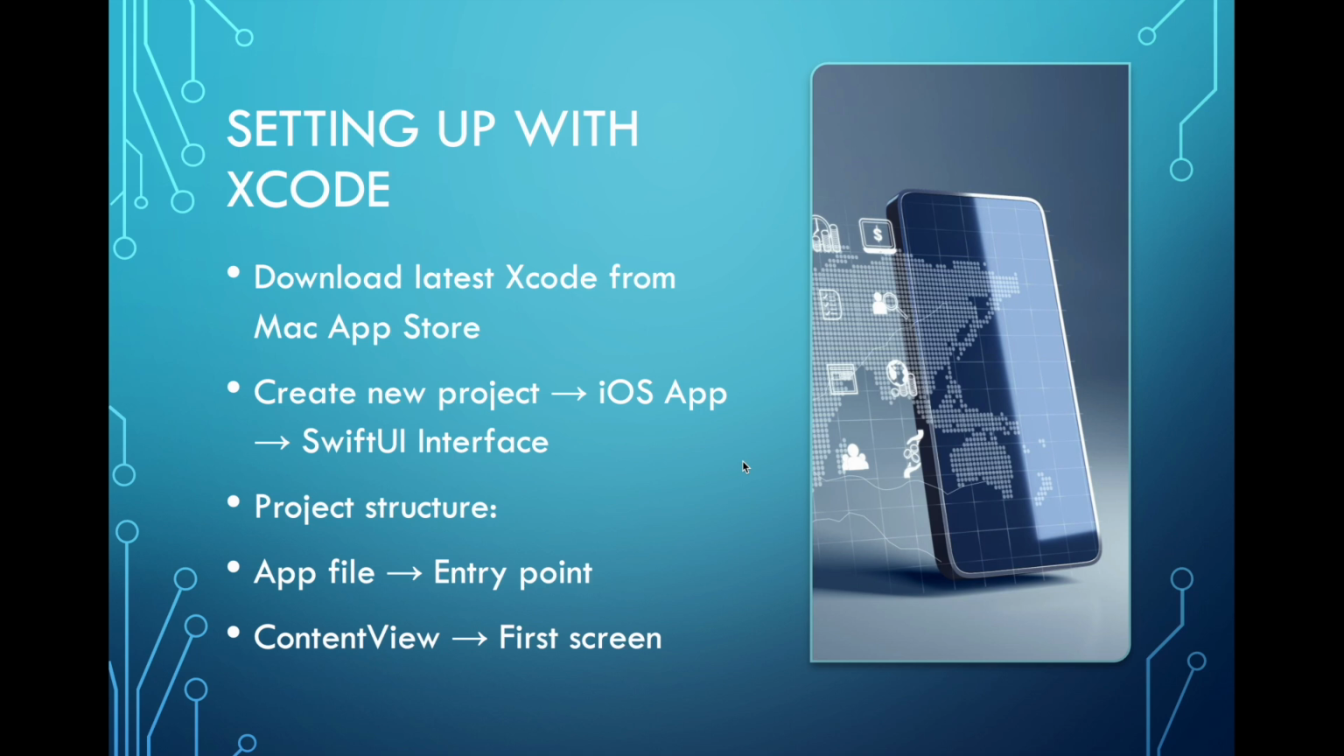To start working with SwiftUI, we need Xcode, Apple's development environment. You can download the latest version from the Mac App Store. Once installed, create a new project, choose iOS app, and make sure to select a SwiftUI interface instead of UIKit. So every SwiftUI project has two key parts: the app file, which is the entry point of your app, and the content view file, which is your first screen or main view.